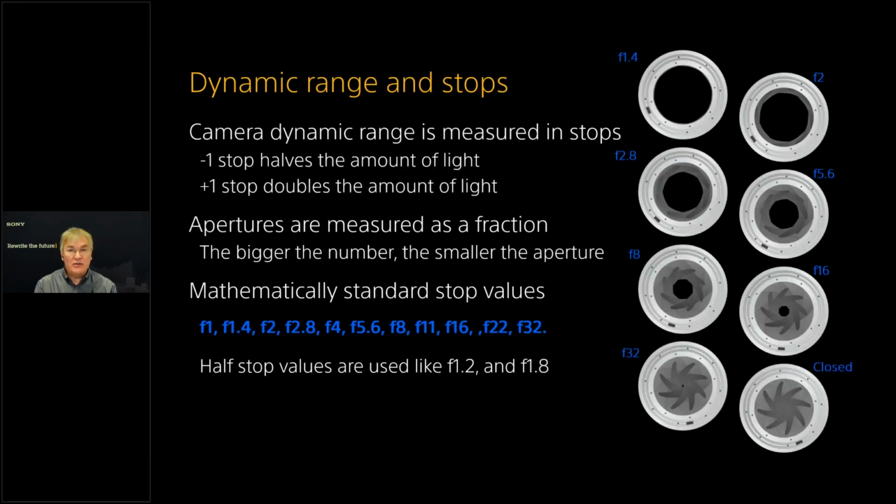Now I talked about stops. What is a stop? Well, anybody who has used a camera will know perfectly well what a stop is. There are standard stop values: f1.4, f2, f2.8, and so on. As you go up in these values, it's halving the area that the light can get through. In other words, it's halving the amount of light that can get into the camera. If you go the other way, it's doubling the amount of light. So each stop up and down is halving or doubling the amount of light that goes into the camera.